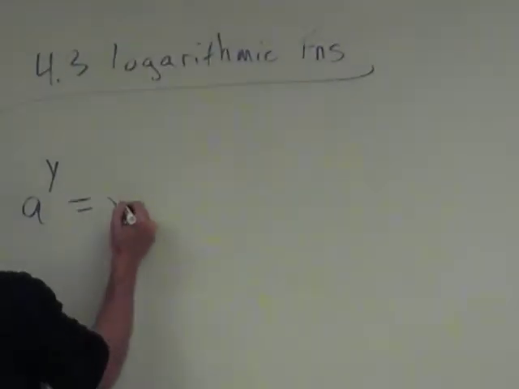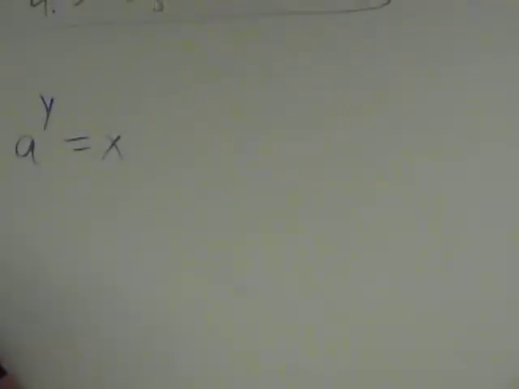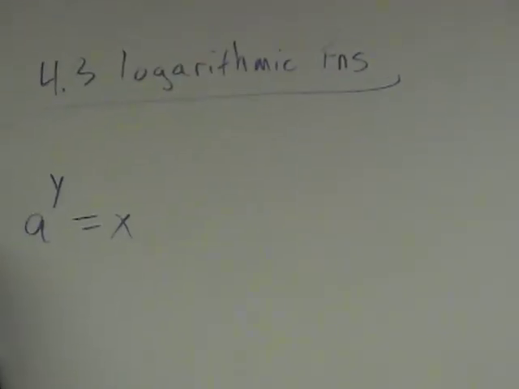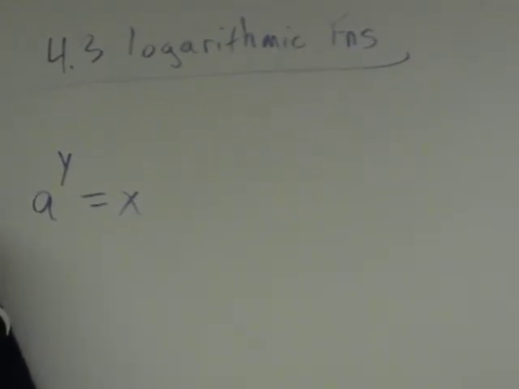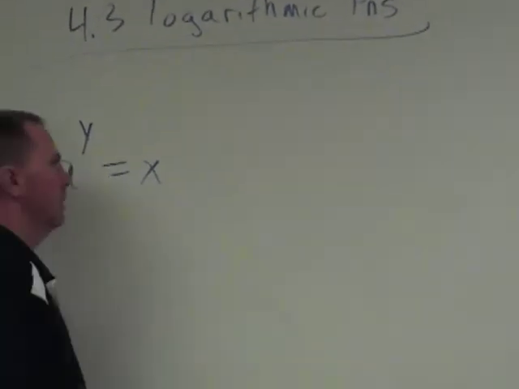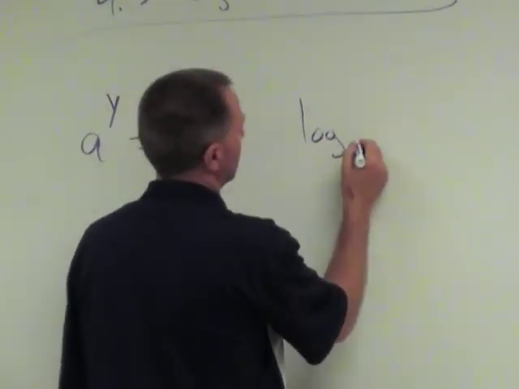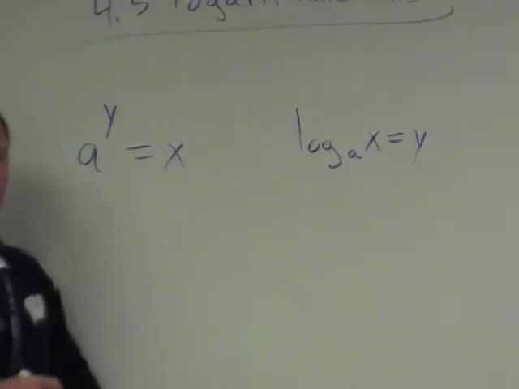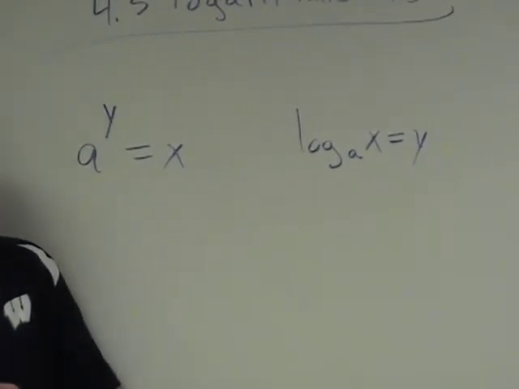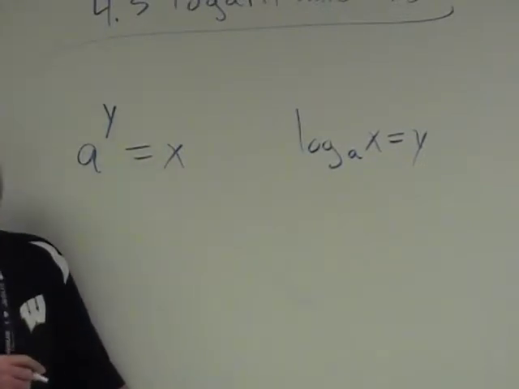A to the y equals x. That's just an exponential function. We just got done doing a whole bunch of those. And the logarithm function looks like that. Logarithms are nothing more than dealing with exponents. So that's why we cover this after we talk about exponential functions. So these two are the same thing.